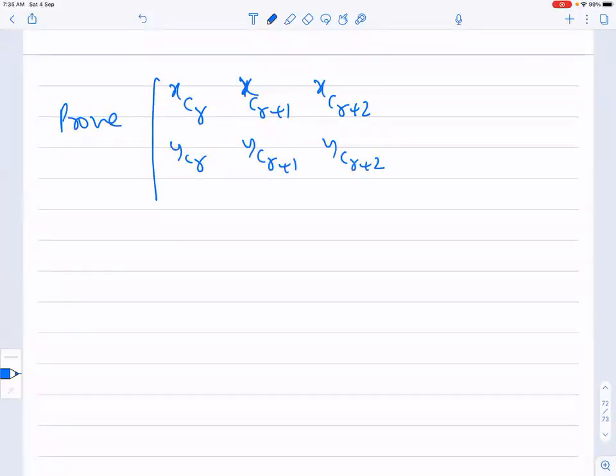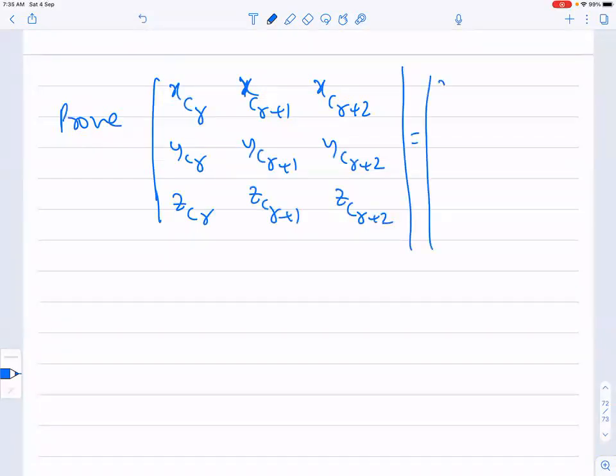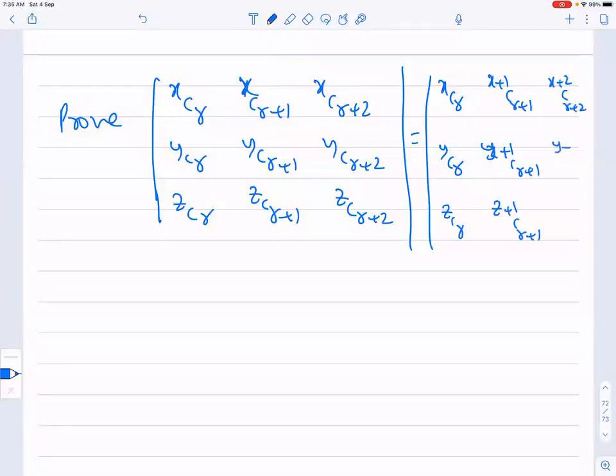So today's first question. Prove that the determinant of XCR, XCR plus 1, XCR plus 2; YCR, YCR plus 1, YCR plus 2; ZCR, ZCR plus 1, ZCR plus 2 is equal to the determinant of XCR, YCR, ZCR; X plus 1 CR plus 1, Y plus 1 CR plus 1, Z plus 1 CR plus 1; X plus 2 CR plus 2, Y plus 2 CR plus 2, Z plus 2 CR plus 2.